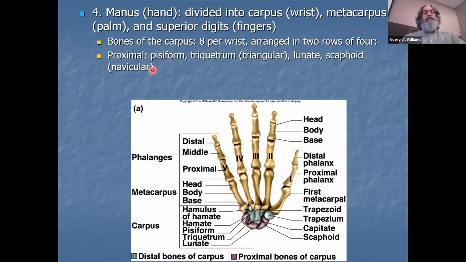You have one in your ankle, so to avoid confusion, they usually refer to this one as the scaphoid. But there you go: pisiform, triangulum, lunate, and scaphoid.